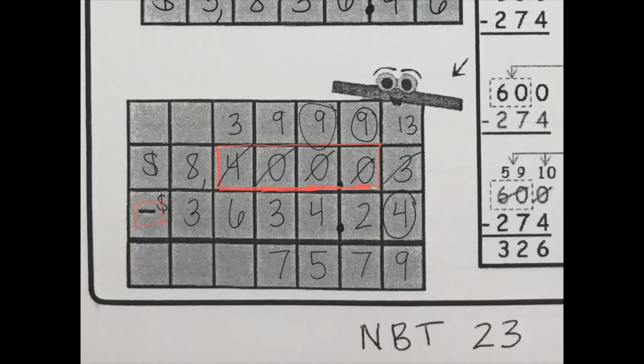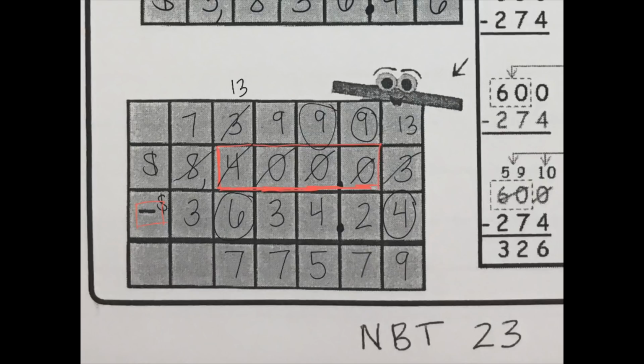This time, 3 minus 6, so I have more on the floor. That means I need to go next door and get 10 more. This time when I go next door, there's an 8, so there's something that I can take away. So I'm going to take one 10 away from the 8 and change it to a 7, and add that 10 over here to my 3 that I already regrouped. If I'm adding 10 to it, it becomes 13. Now I have more on the top and I can subtract. 13 minus 6 equals 7.